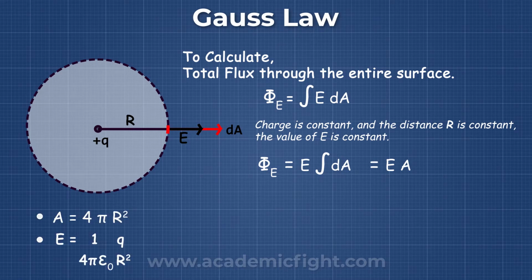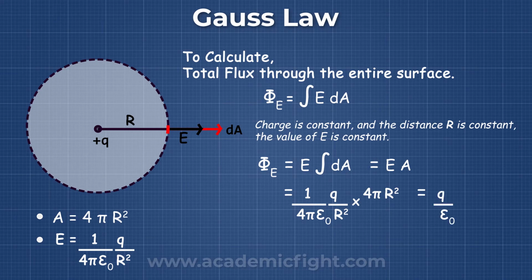Now the value of E is equal to 1 by 4 pi epsilon naught, into, q by r square. When we put the value of both E and A, we get 1 by 4 pi epsilon naught, into, q by r square, into, 4 pi r square. So we are left with q by epsilon naught. This is Gauss' law. Phi E for the closed surface is equal to q by epsilon naught. So this is the equation we have derived for Gauss' law.